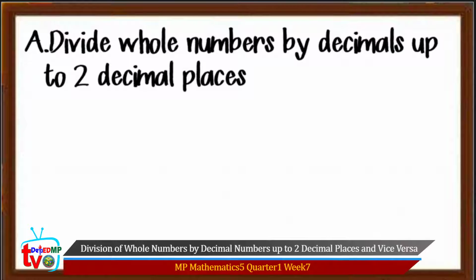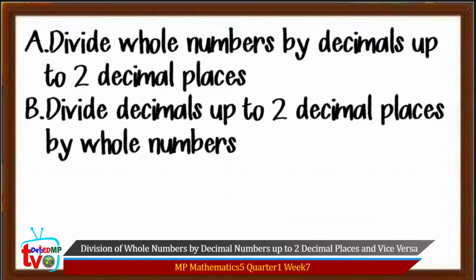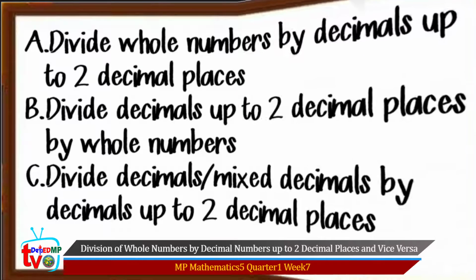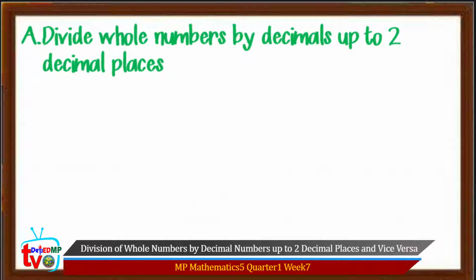So, in here, we are going to talk about 3 topics. The first one is you are supposed to divide whole numbers by decimals up to 2 decimal places. Second is divide decimals up to 2 decimal places by whole numbers. And the third one, divide decimals or mixed decimals by decimals up to 2 decimal places. Let's have the first one. Divide whole numbers by decimals up to 2 decimal places.